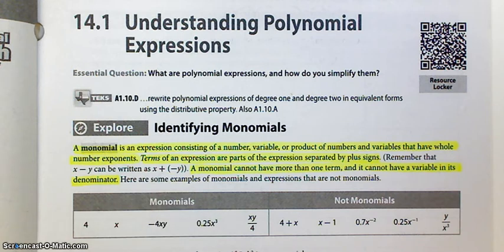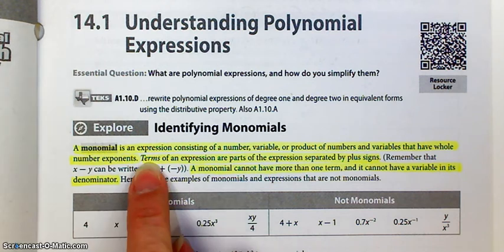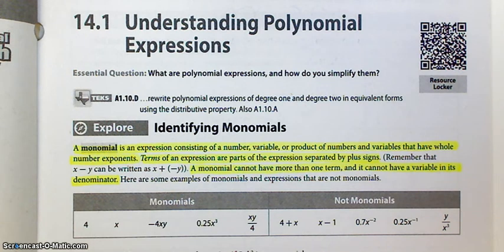A monomial, mono is meaning one. A monomial is an expression consisting of a number, a variable, or a product of numbers and variables that have whole number exponents. We have talked about terms before, but remember that the terms of an expression are parts of the expression that you can separate by plus signs. We can kind of say plus or minus signs because remember minus is really just adding the negative. So a monomial cannot have more than one term, and it cannot have a variable in its denominator.